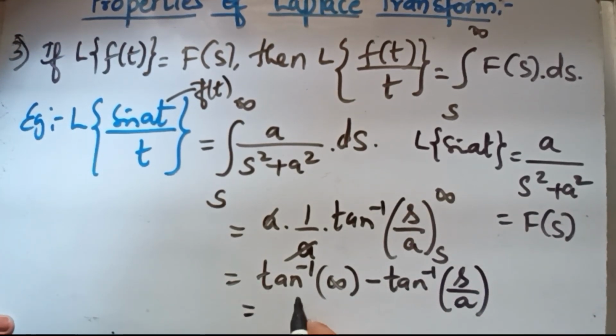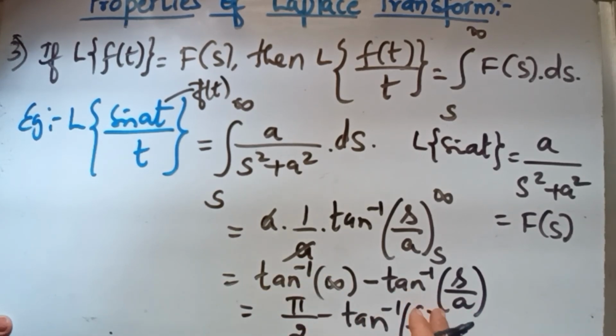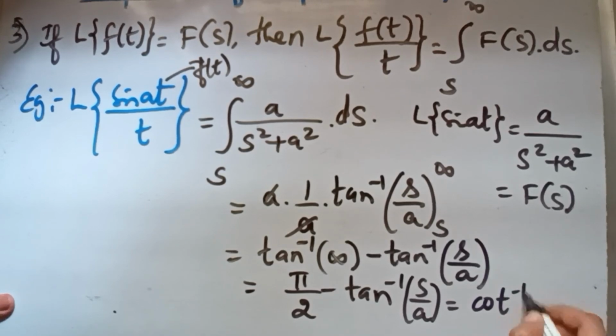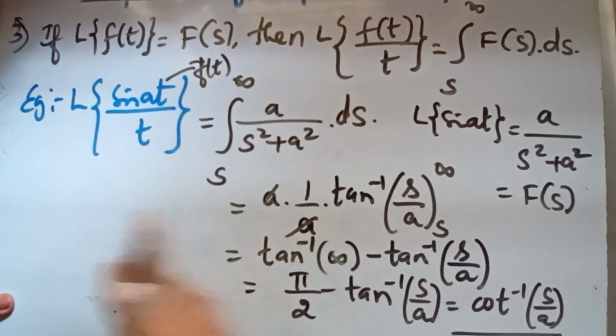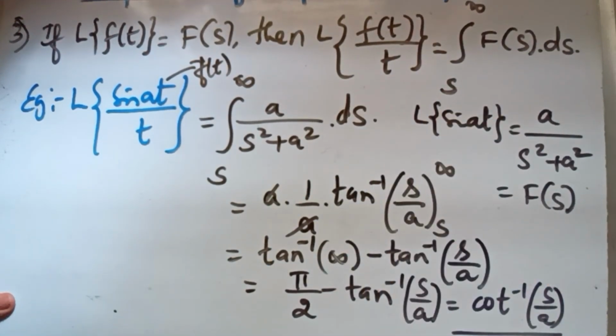What is tan inverse of infinity? Pi by 2, minus tan inverse of s by a. Pi by 2 minus tan inverse of s by a is nothing but cot inverse of s by a. Hence you got the answer for the Laplace transform of sin at by t using this property.